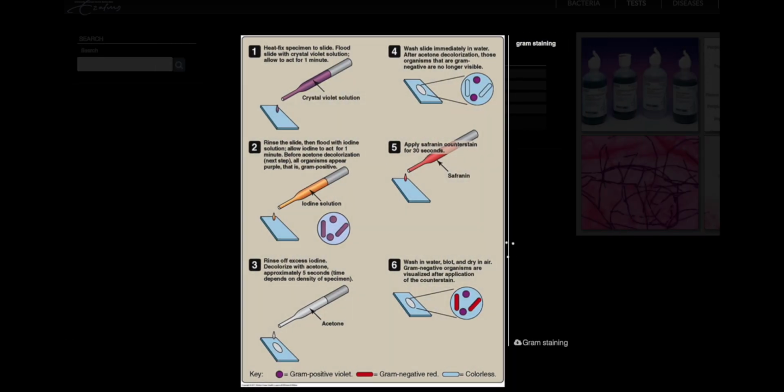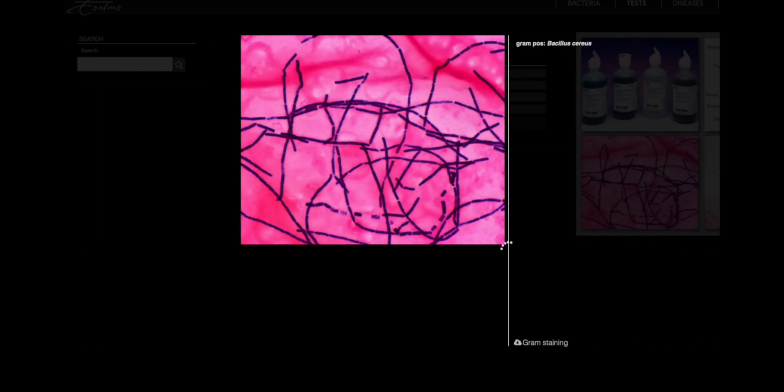Gram variable. Some bacteria, after staining with a Gram stain, yield a Gram variable pattern. A mix of pink and purple cells are seen. The genera Actinomyces, Arthrobacter, Corynebacterium, Mycobacterium, and Propionibacterium have cell walls particularly sensitive to breakage during cell division, resulting in gram-negative staining of these gram-positive cells.